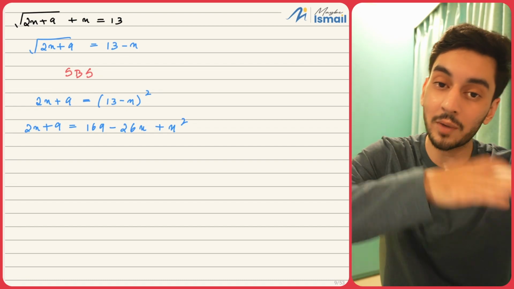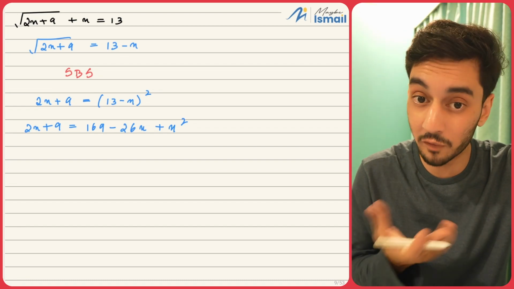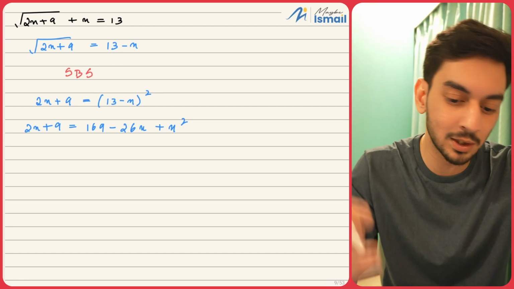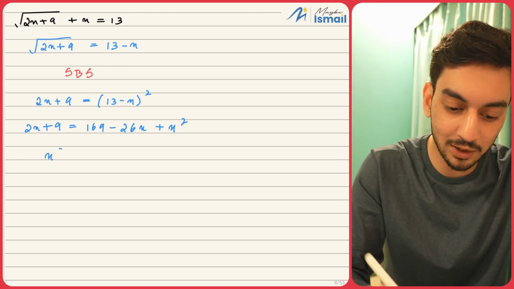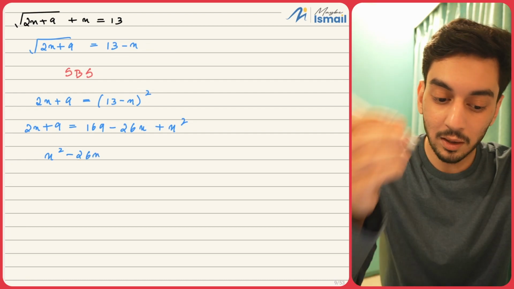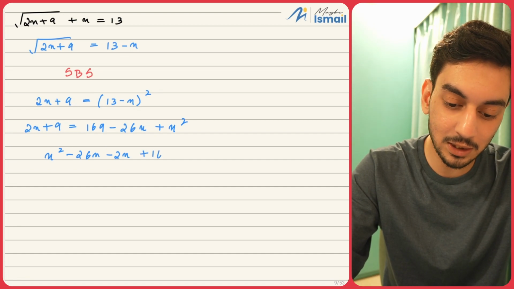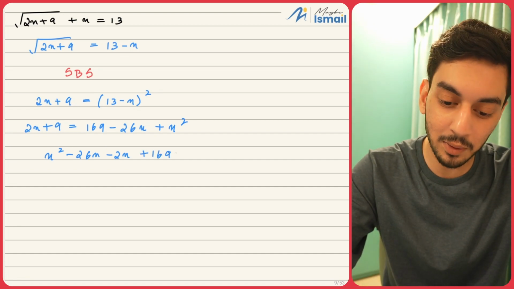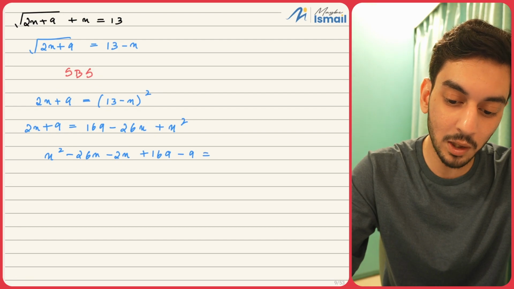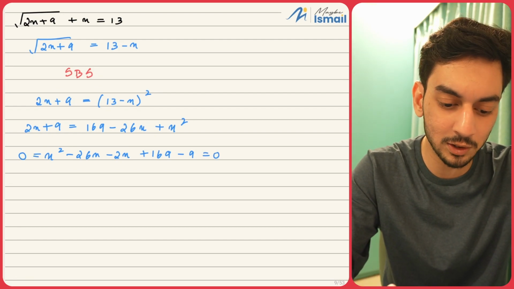Shift all the things from the left-hand side to the right-hand side, because I personally prefer to keep the coefficient of x square as positive. That's why I shift all of these things to the other side. So it becomes x square as it is, minus 26x as it is. The 2x goes to the other side, becomes negative 2x, plus 169. The 9 goes to the other side, becomes a negative 9, and that would be equal to 0. Now a few people must be thinking that there should be a 0 on this side. It doesn't really matter. I can put the 0 wherever I feel like.